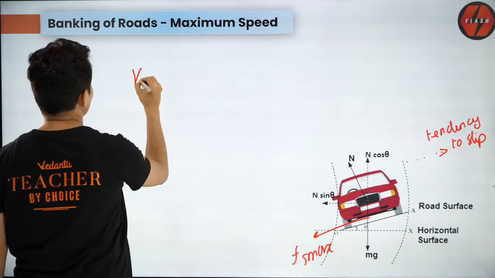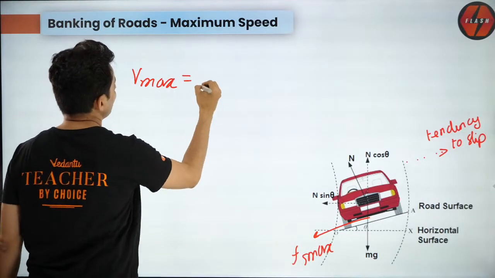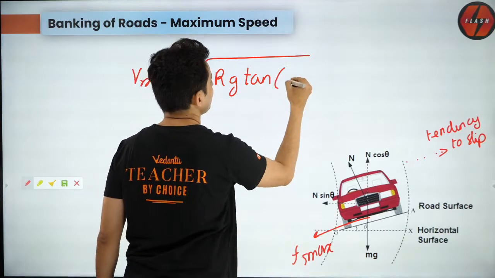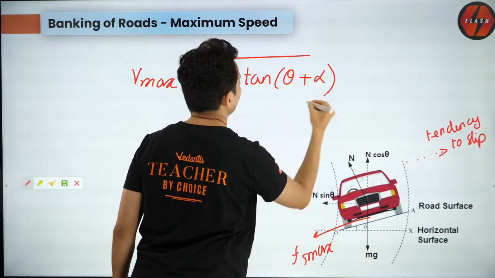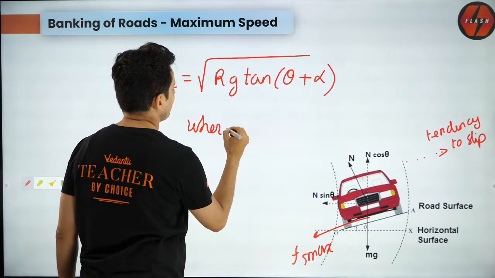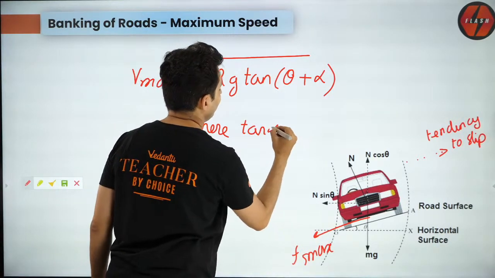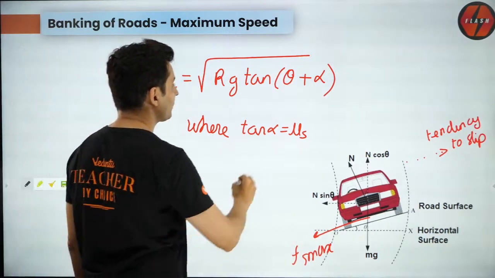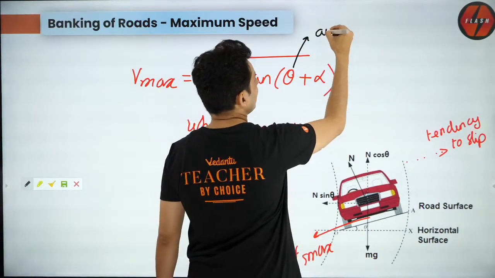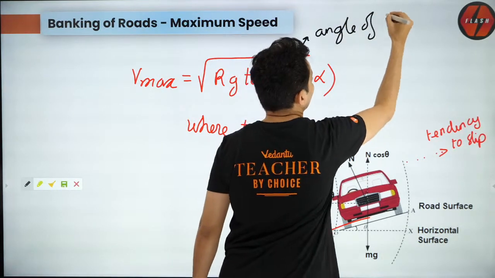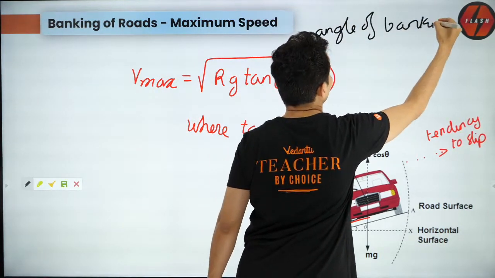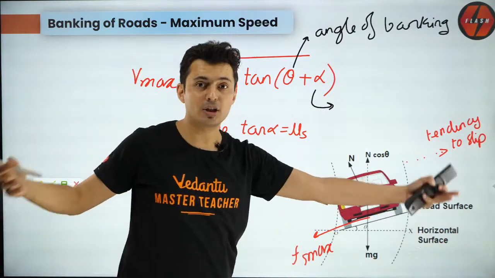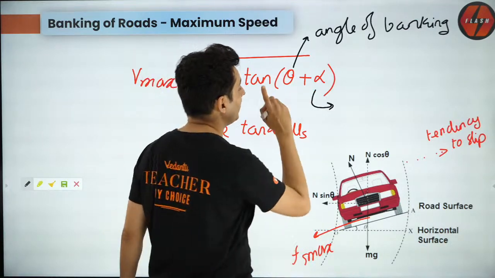In that situation, the maximum speed comes out to be root of rg tan, theta plus alpha, where tan alpha is mu s. Please understand the difference between the two. This theta is angle of banking. This is a short formula. It is not there in many places. Your NCERT gives you one big formula which you always forget. This is the short formula I am giving you.